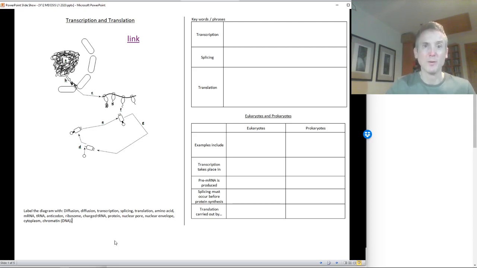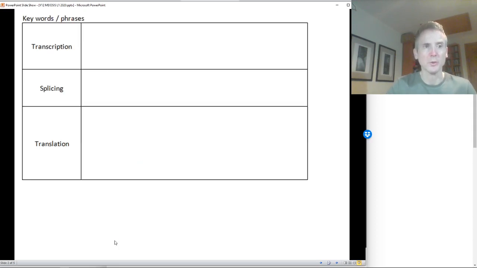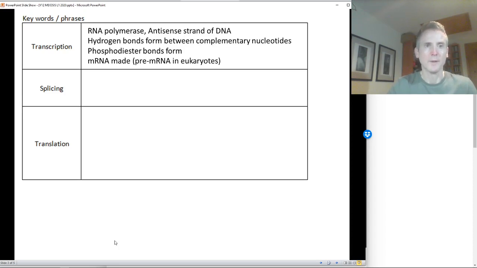Just to have a bit more of a recap, we're also going to zoom through transcription, splicing, and translation. We need to focus on keywords in biology, and therefore for transcription we need to talk about RNA polymerase, antisense strand of DNA. Always name bonds, name enzymes, name another bond, say what's made. Easy marks.